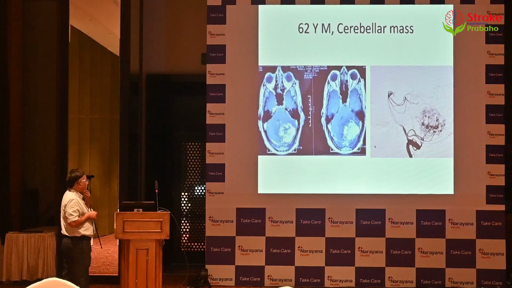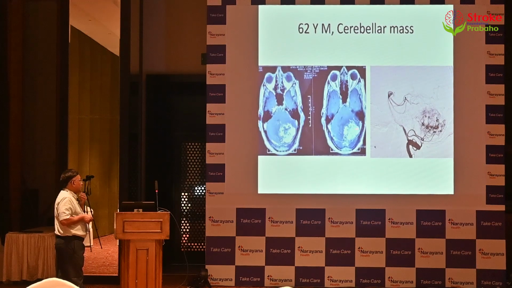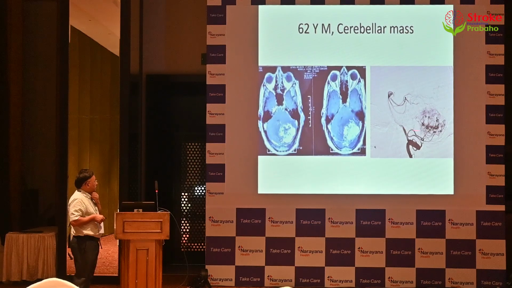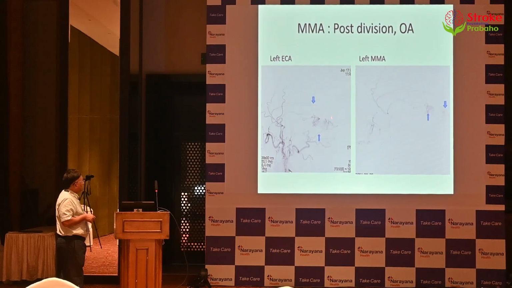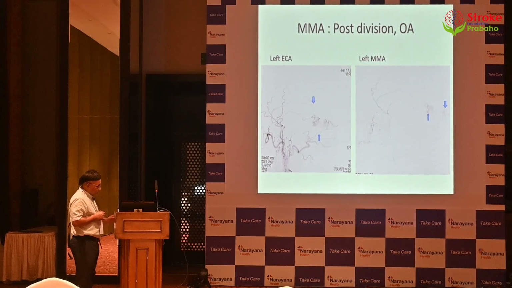This is the cerebellar mass. Even posterior fossa masses can be supplied by the middle meningeal artery. So this was the tumor, and it was supplied from the PICA and from the superior cerebellar artery. But when we catheterized the middle meningeal artery, we found that there is a supply from the middle meningeal artery, and there was a supply from the occipital artery. As I told you previously, the posterior division has anastomosis with the occipital artery. So we went through the middle meningeal artery, both divisions.